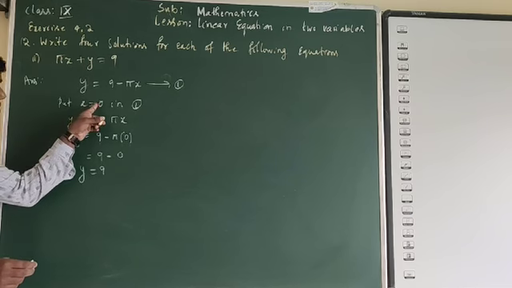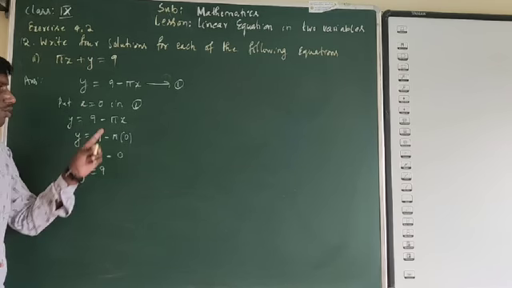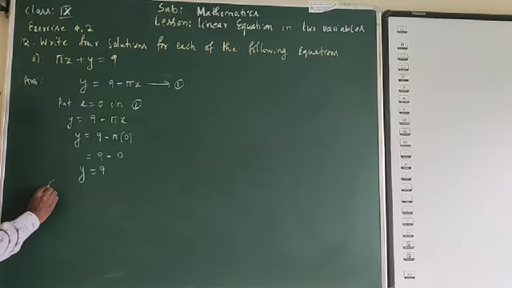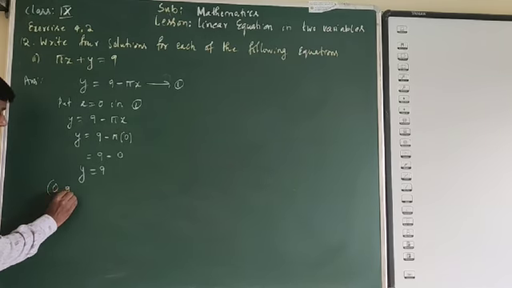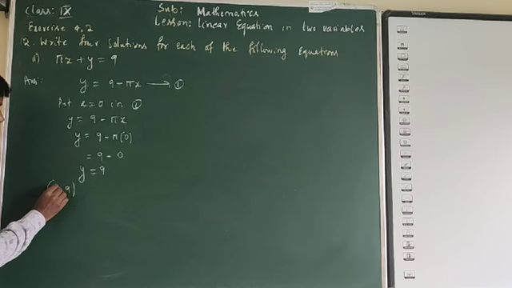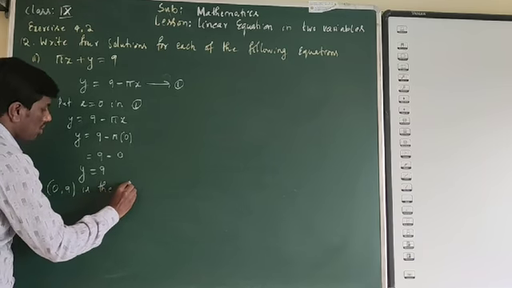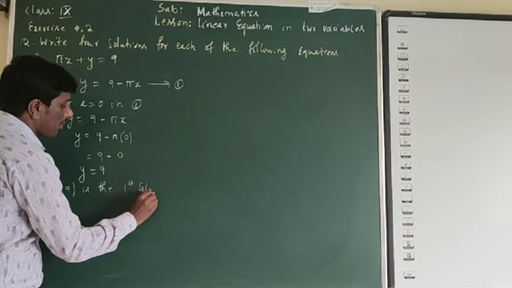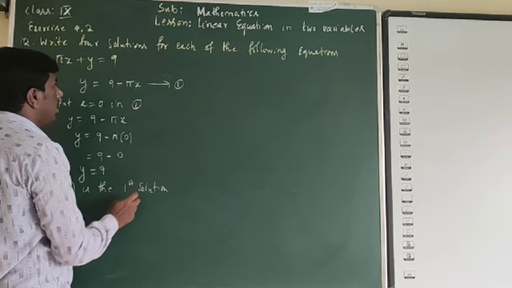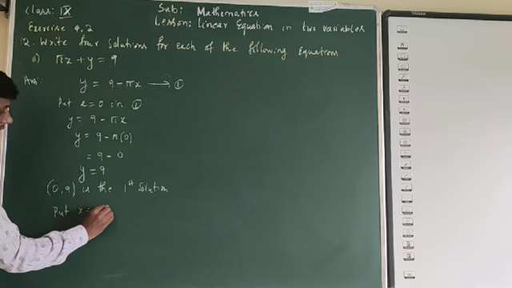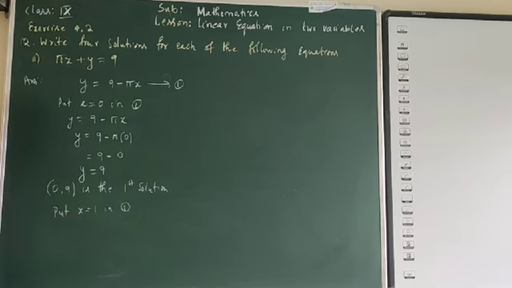If I give x is equal to 0, I am getting y is equal to 9. So the combination of x and y value is a solution. How to write that? In terms of ordered pair: 0, 9. If I give 0, I am getting 9. So 0, 9 is the first solution. Similarly, to find the second solution, put x is equal to 1 in equation 1.